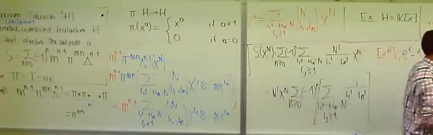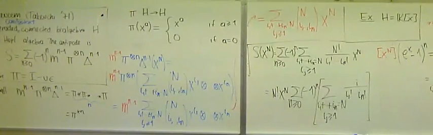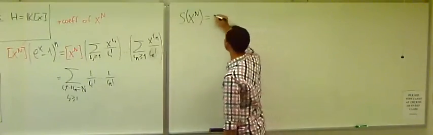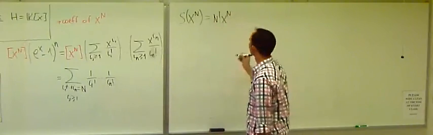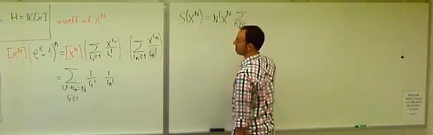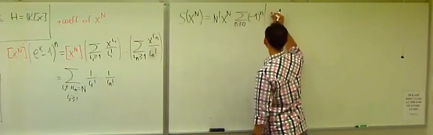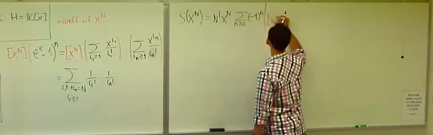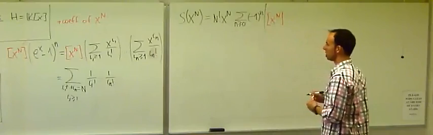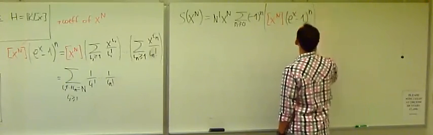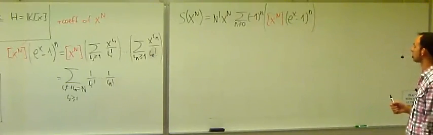So that means that my expression is: I have the n factorial x to the n. That's always there. And then I get the sum over n greater than or equal to 0 of minus 1 to the n. And then I get this term, which is the coefficient of x to the n in e to the x minus 1, to the n. Okay?